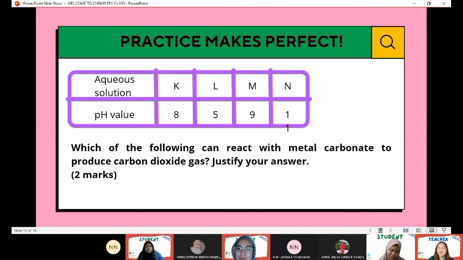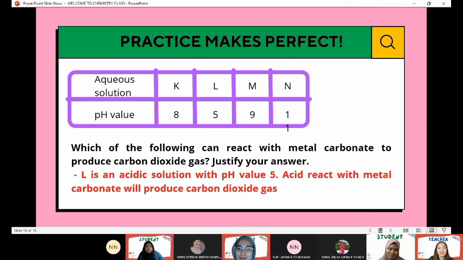Very good. Alright, so this is the answer. L is an acidic solution with pH value 5, which is an acid, and acid reacts with metal carbonate to produce CO2.